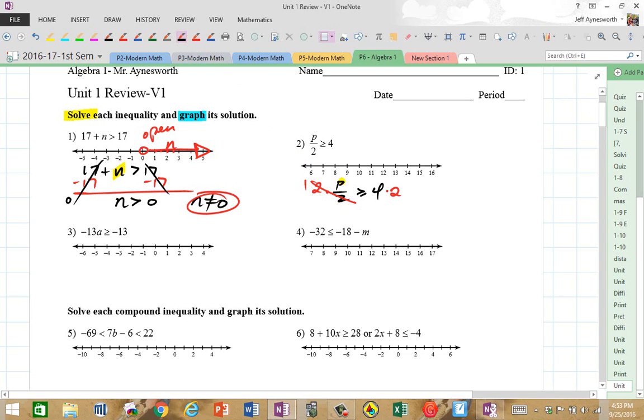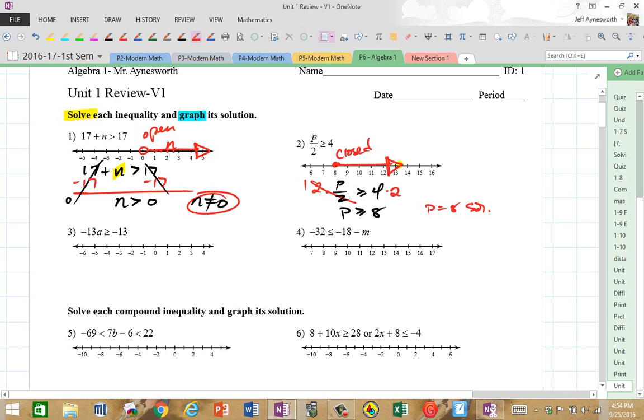And then 1 times p is p. So p is greater than or equal to 8. 4 times 2 is 8. So any number greater than or equal to 8 is a solution. Since 8 is a solution, we're going to go closed, closed right here. Why? Because 8's a solution. 8 is greater than or equal to 8. Not only that, 8 divided by 2 is 4, and 4 is greater than or equal to 4. It's a solution. 9 even works. 9 divided by 2 is 4.5, and 4.5 is greater than or equal to 4 too. So any number greater than or equal to 8 is a solution.